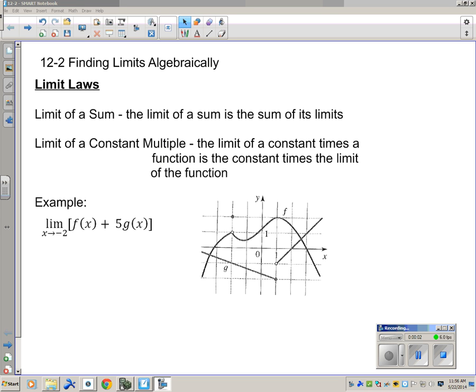All right, so today we're going to continue working with finding limits, and we're going to be looking at some more with algebraically. It's just going to look a little different. We're going to add some more skills in there, different types of problems. So there are some limit laws.